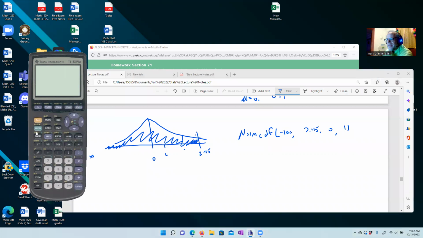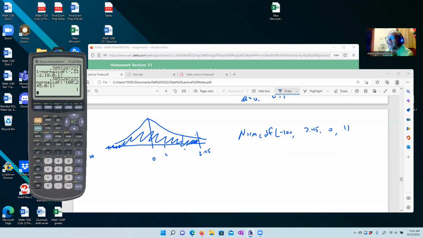So we're going to turn it on, second function, distribution. Norm CDF because we want a collection. Type that in. So it's going to be negative 100, comma, and what's the big number we have? 2.45, because that's what they told us they wanted. Comma, 0, comma, 1, enter. And that'll be our probability. That's this area all the way up to here. So again, the calculator does all of the heavy lifting. We don't have to worry about that.